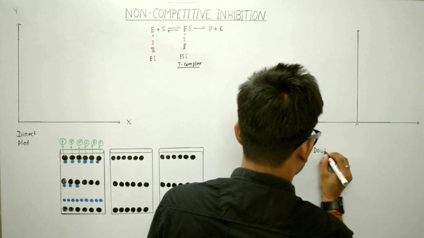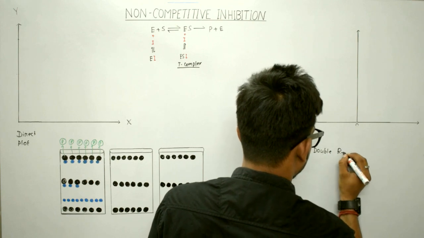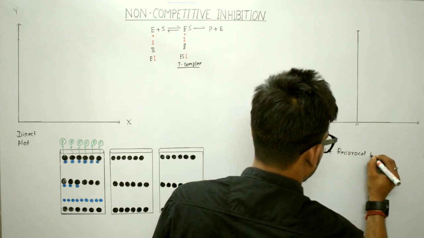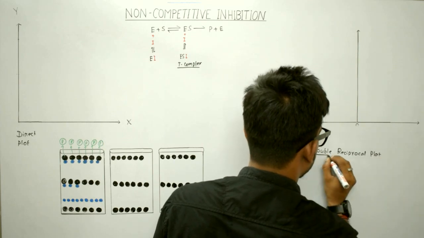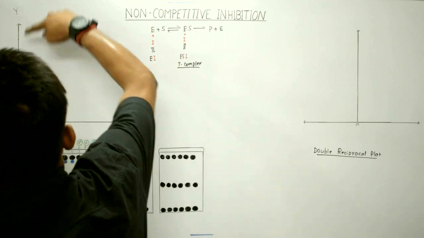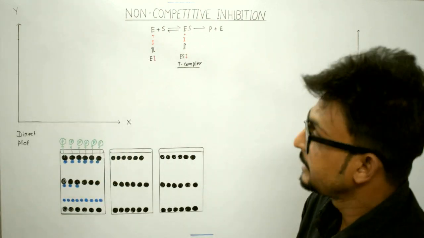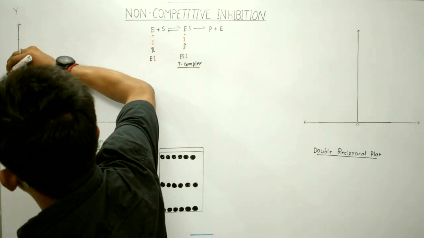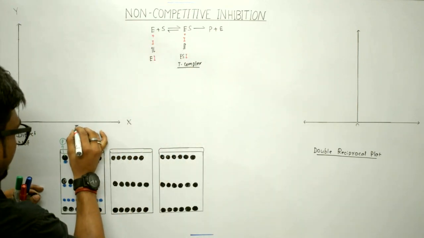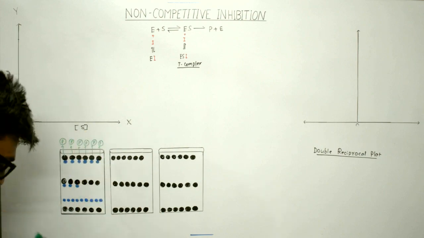and this one is the double reciprocal plot, also known as the Lineweaver-Burk plot. Okay, now this y-axis indicates the velocity of the reaction, right? And this x-axis indicates the concentration of the substrate.